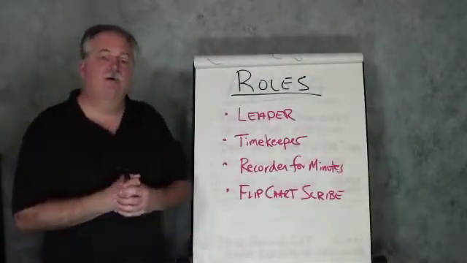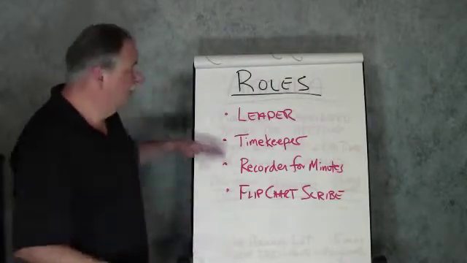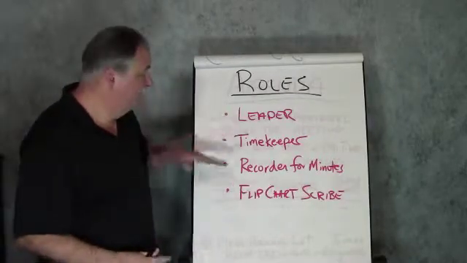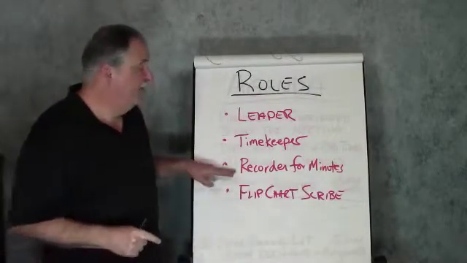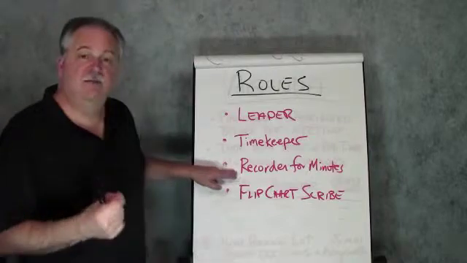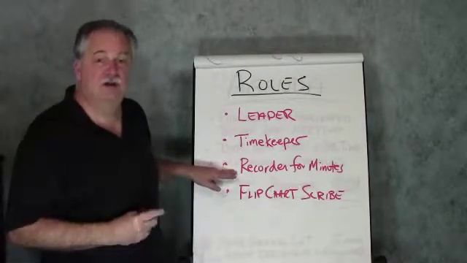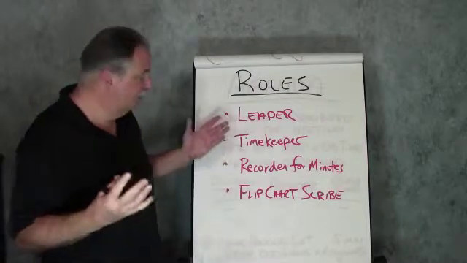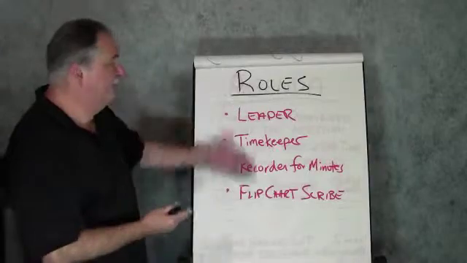Then roles. We have to have some roles that are played by the people that are in the meeting. There's a leader of the meeting. There's a timekeeper to make sure we stick to that timed agenda. We need to record the minutes of the meeting. We probably also need to put some stuff up on a flip chart to make sure it gets shared with all of the people in the meeting so you can see it. All right, so that's our flip chart scribe. These are the basic roles.